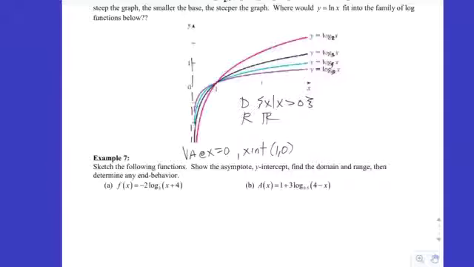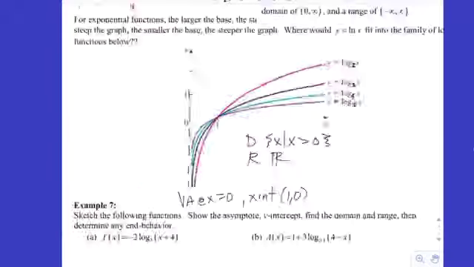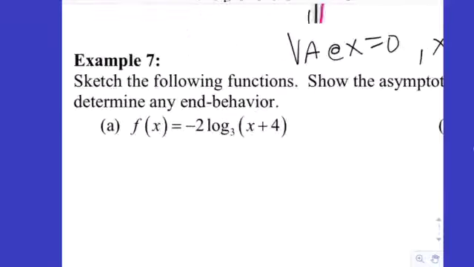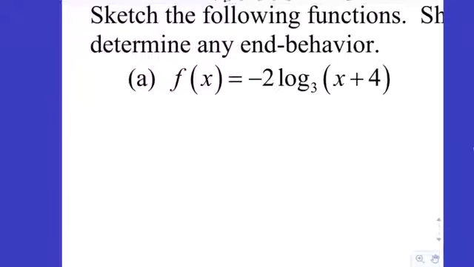All right, let's jump to example 7 then. Now that we know this new family of parent functions, we could do what we've been doing with every function so far: sketch transformations of them. And you have a lot of experience already with the natural log of x. These are going to be very similarly done. They're just not base e. So f(x) equals -2 log base 3 of x plus 4.